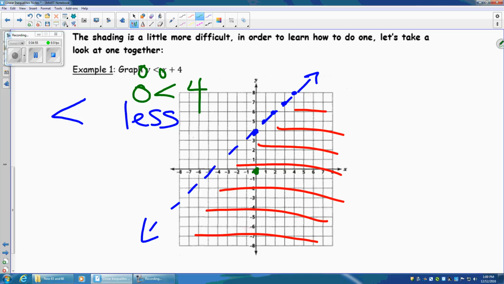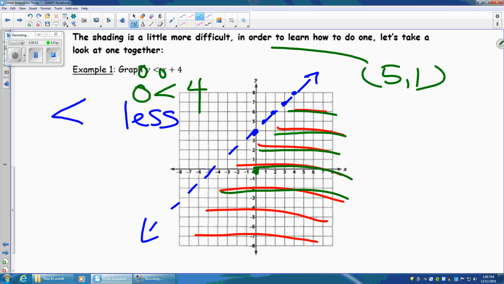But that's not the only one. Every single point on this side would work. Like, let's do, I don't know, (5, 1). If I checked (5, 1) up here the same way that I checked (0, 0), so 1 would go right there and 5 would go right there, and then it would say 1 is less than 5 plus 4, which is 9. So that one's good too.